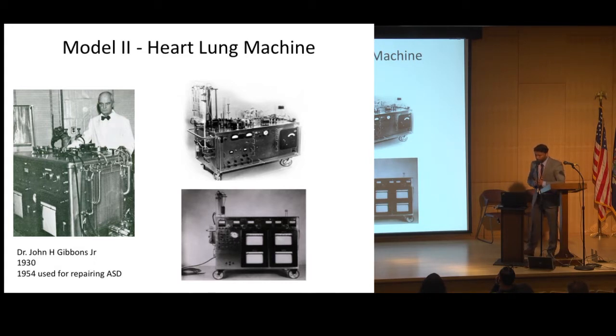So the first ECMO machine looks like that, and it was called the Model 2, the heart-lung machine made by Dr. John Gibbons, who was from Mass General at that time. And what triggered him to come up with a device like that was as a resident. So again, this is 20 years later, correct? So residency, 15, 20 years prior to that. He was taking care of a young woman who had PE.